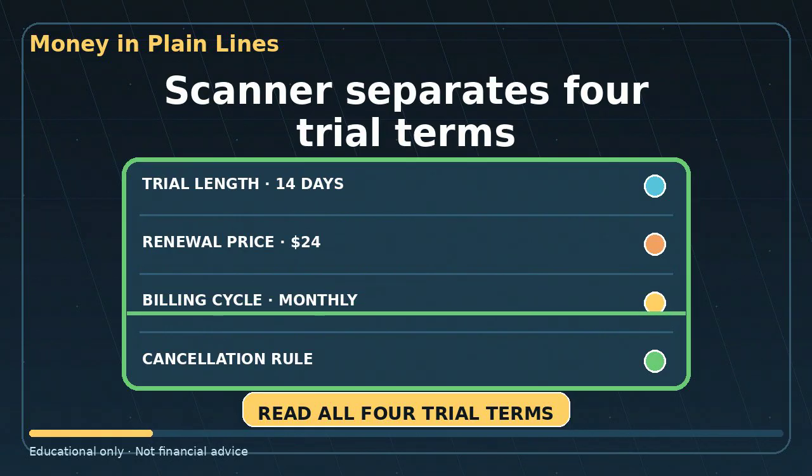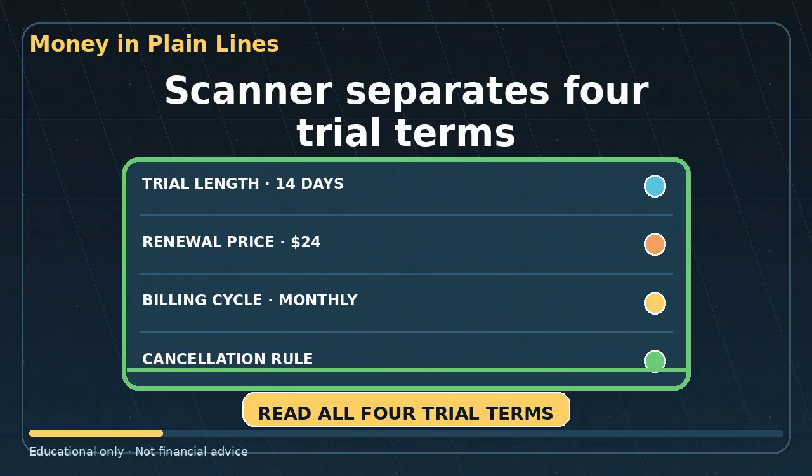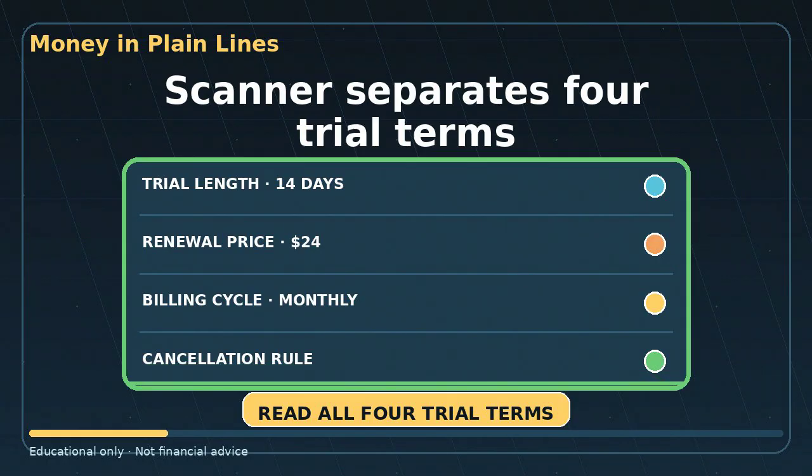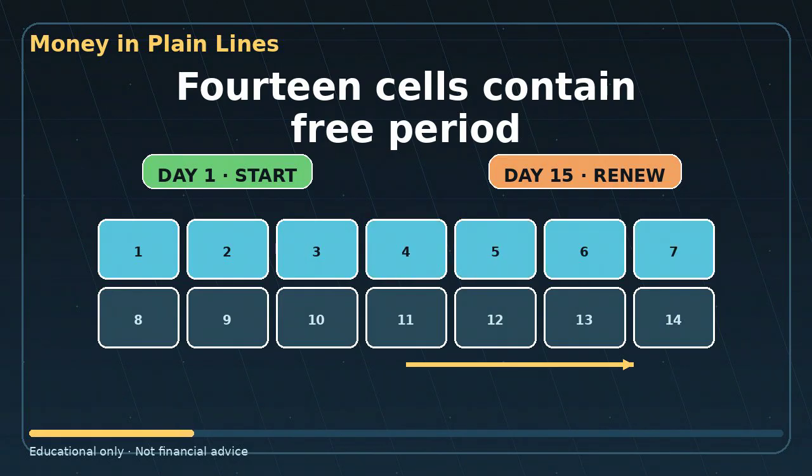The terms scanner separates four fields that are easy to blur together: trial length, renewal price, billing cycle, and cancellation rule. In this example, those fields read 14 days, $24 monthly, and the app's fictional cancellation process. Each label answers a different question.